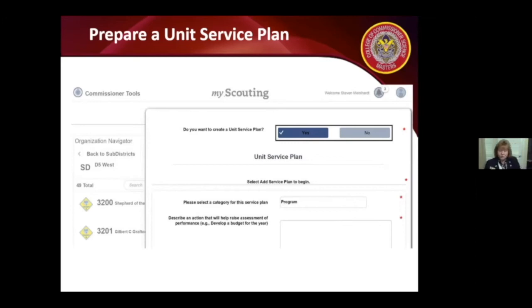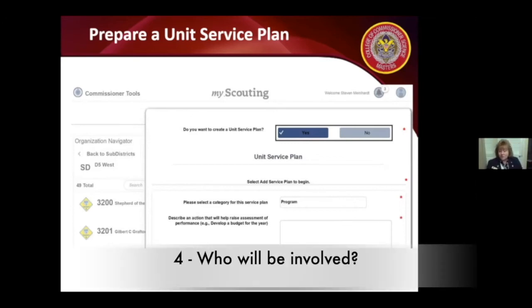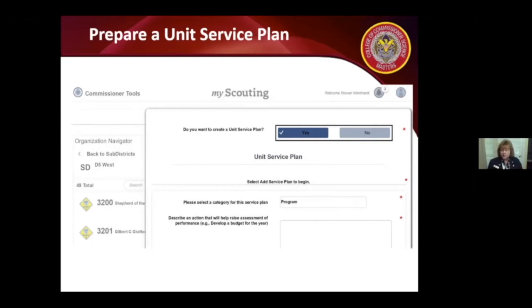All right. And so who will be involved in this unit service plan? It's going to be different people. If it's a problem with advancement, you're going to have yourself involved. Maybe you've decided to bring in the district advancement person, so you're going to have that. A lot of times, though, the plan has to be implemented by the Scoutmaster or by the committee. So just know that there are different people that are going to help serve and work with this unit service plan.